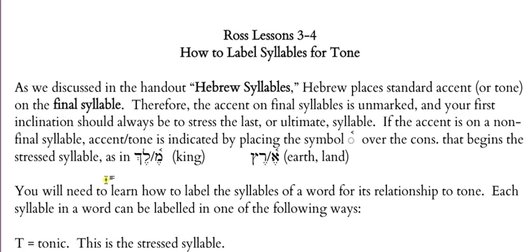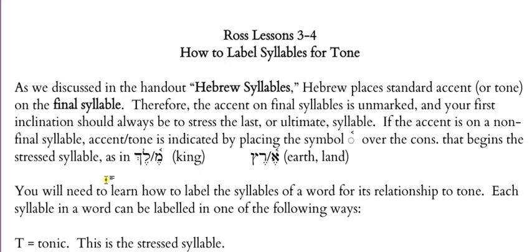Now, the final thing I want to talk about is this matter of labeling syllables for their tone or for their stress or accent. We've talked about this already some. I just want to formalize it in a handout here. And the beginning of Ross chapter 4 actually lays this out as well. But remember, I differ from Ross on some things, so we want to be careful to do this the way I'm suggesting.